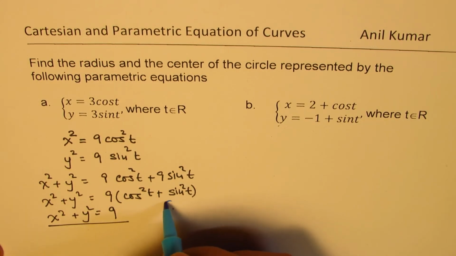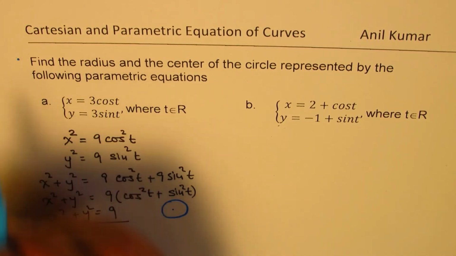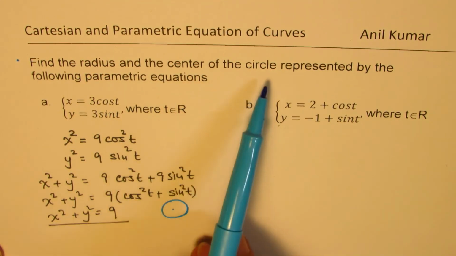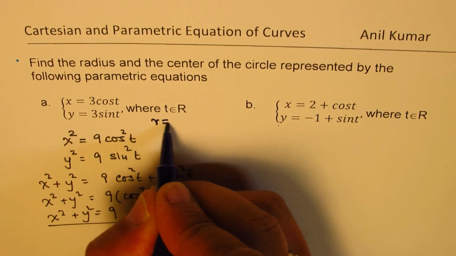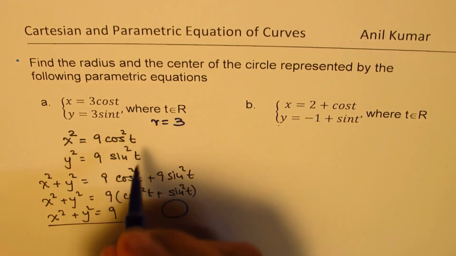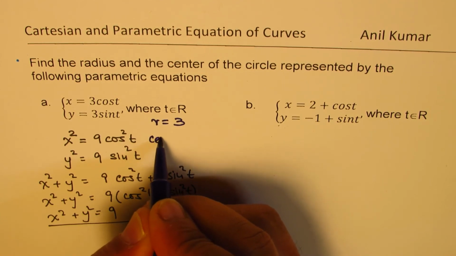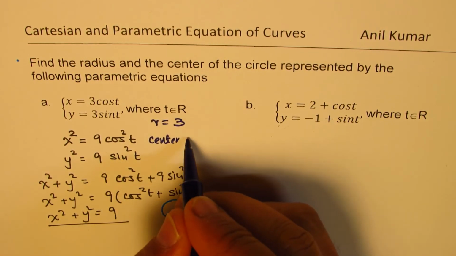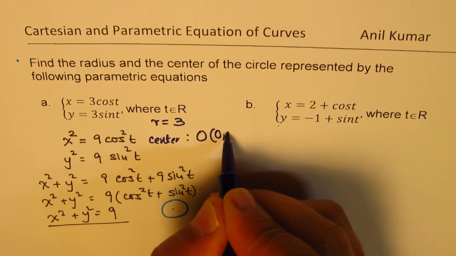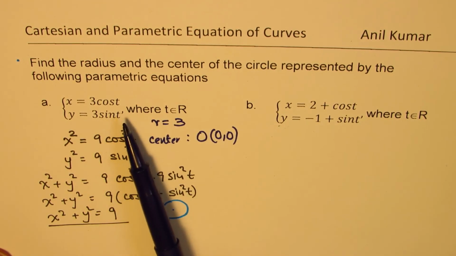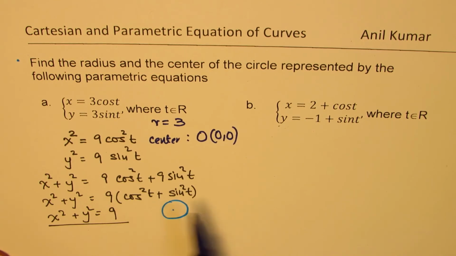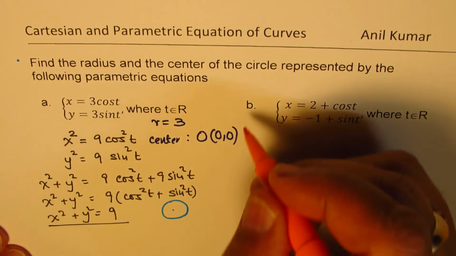So we do have a circle here, and now we can answer the question, which is find the radius and the center. So this is the circle with radius r as 3, right? 9 is 3 square, and the center is at origin. So center is at origin O, which is (0, 0). Is that clear to you? Correct? So that is how we can relate the parametric equation to the Cartesian equation and then really work with it. Clear?